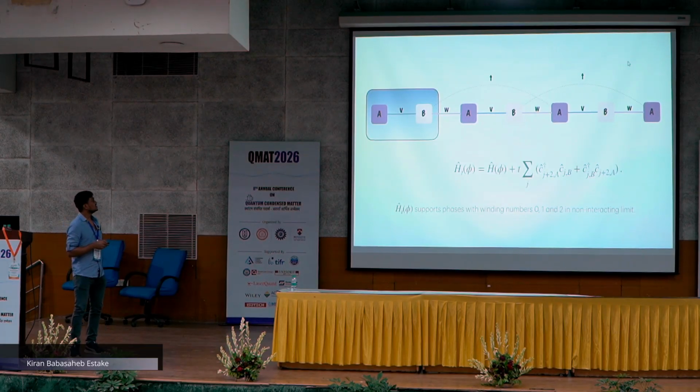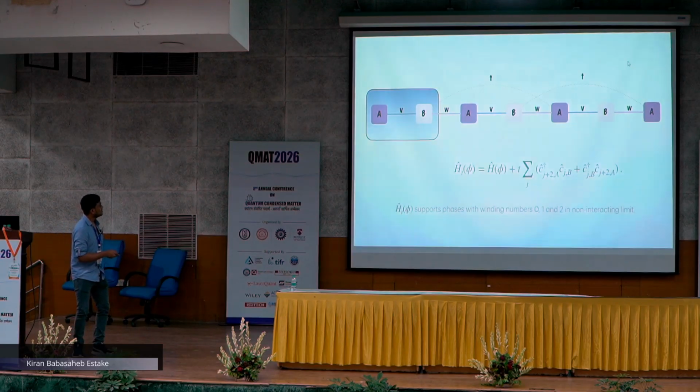Okay, so now it turns out that we can generalize this model. We can introduce this longer range hopping, which is denoted by T over here, between sublattices A and B. Now what this does is it gives rise to higher winding number topological phases. For example, in this particular model with this Hamiltonian, along with hoppings V, W and T, you get phases with winding numbers 0, 1 and 2. So because of this T hopping, we have a phase with winding number 2, which can be calculated using the Bloch Hamiltonian in the non-interacting case.